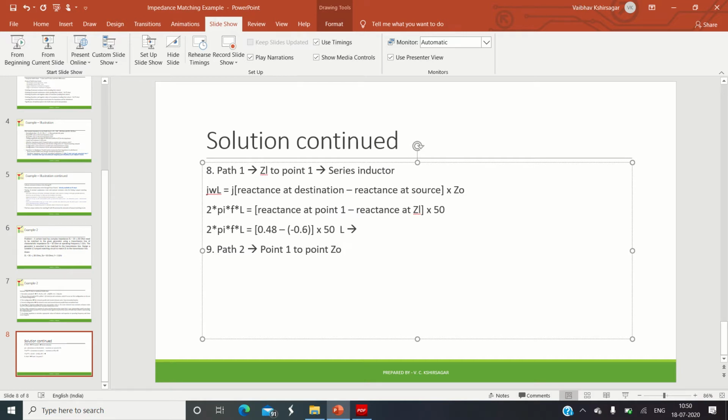So what does this path give us? Yes, this path is going to give us a parallel element. Why parallel? Because we are going to trace a conductance circle. So that's why it is parallel. And how are we tracing it? We are tracing it downside. So that's why it is a capacitor. Okay, so here I will write capacitor.